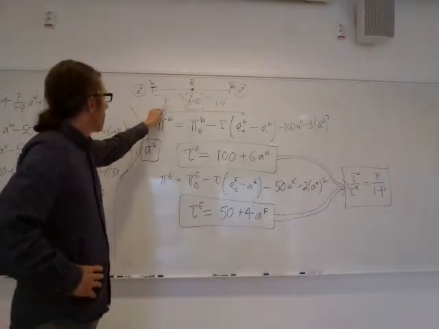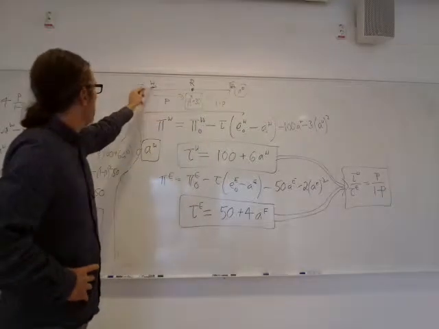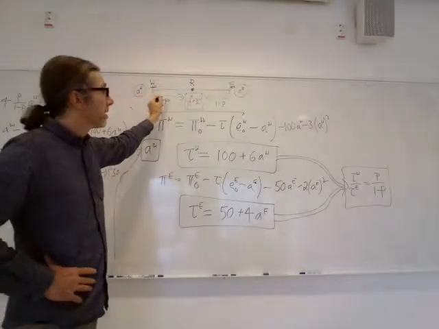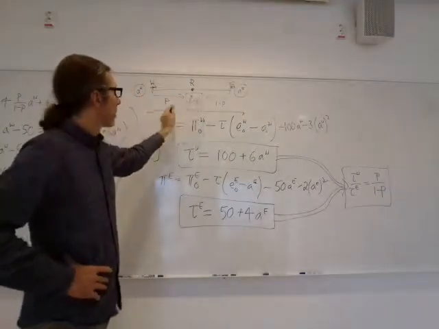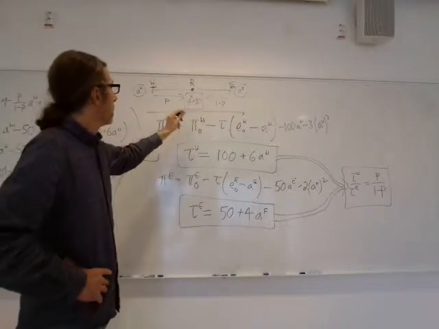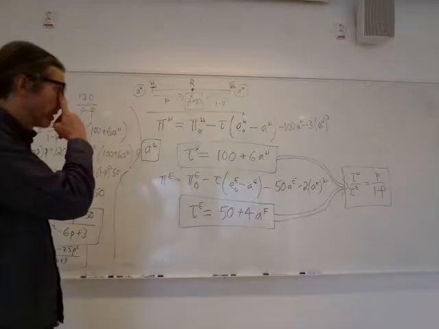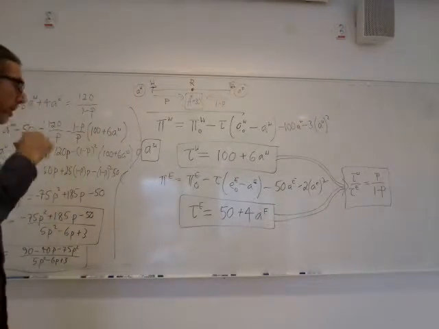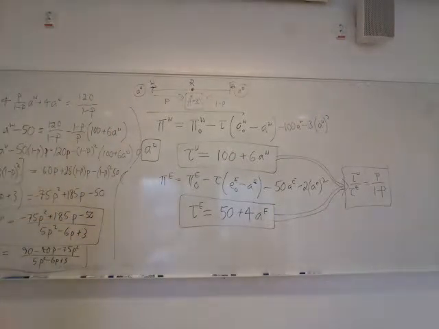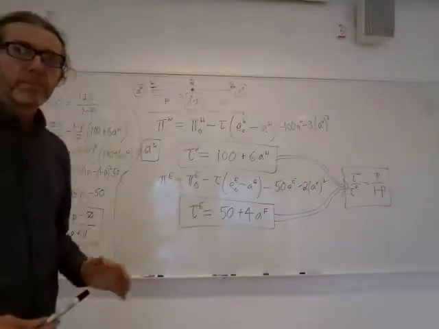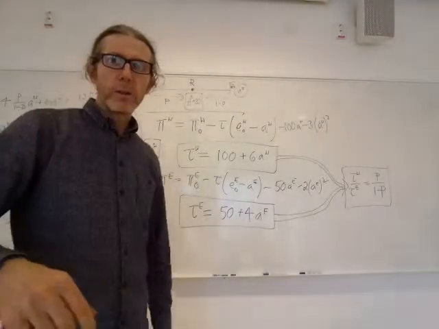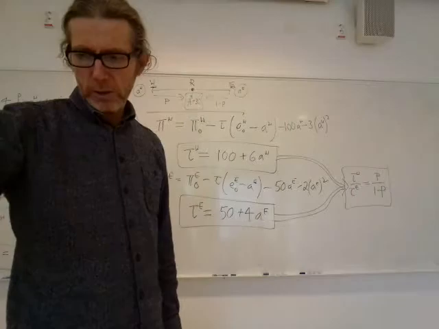So if P is 1, 1 minus P is 0, you're only going to tax this guy. If P is a half, the taxes will be equal. If P is 0, you're only going to tax this guy. It makes total sense. Okay. End of question 3.1.